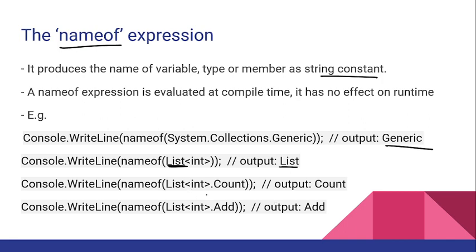If I go for list.Count, then it understands that the final name that it has to extract is Count. That's a property. Again, if I go for Add, it will give Add. So a very simple concept. It is going to extract the variable's name, or maybe the name of the type, or the name of its member, whichever is the final component of the expression. Okay, that is nameof.